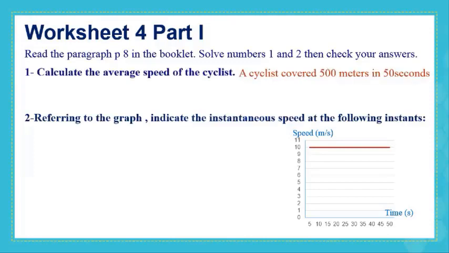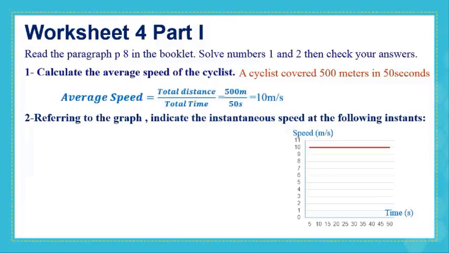Number 1. Calculate the average speed of the cyclist. It's given that the cyclist covered 500 meters in 50 seconds. To calculate the average speed, we have to divide total distance by total time. 500 meters is the total distance, 50 seconds is the total time, so 500 meters divided by 50 seconds, 10 meters per second is the value obtained. This value represents the average speed of the cyclist.